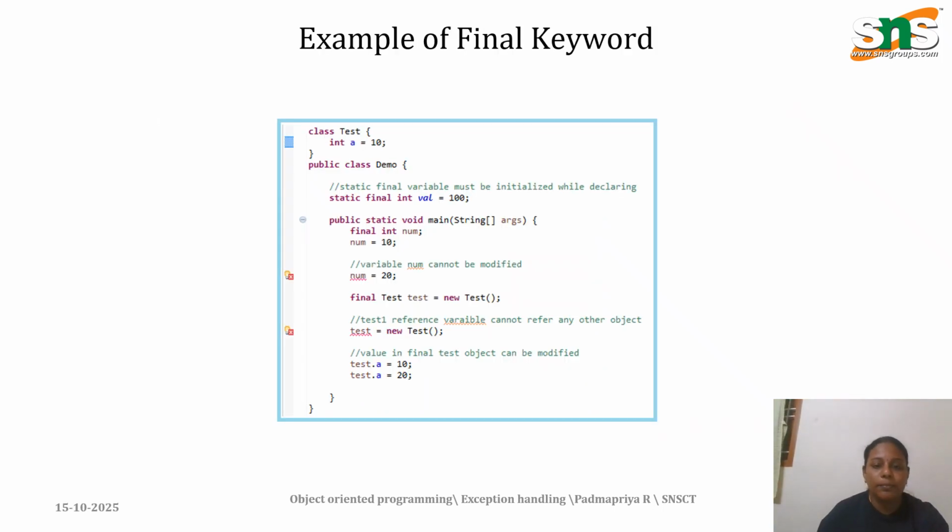This is an example of the final keyword, where int num is defined as final. So we can't change that particular variable, and we cannot use method overriding in it.